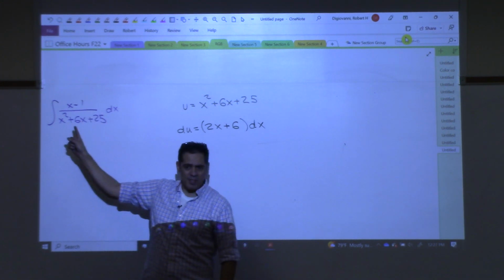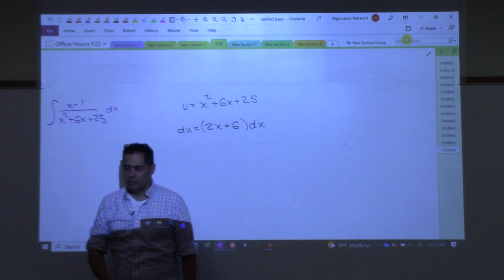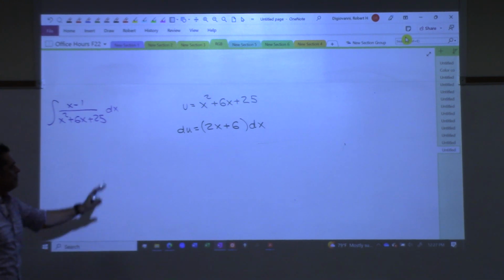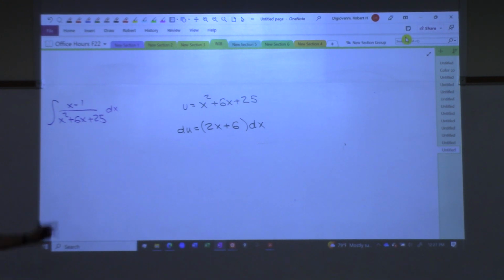And then force that to look like that. So you factor a 2 and then... I'm not even going to touch that. I'm just going to leave it as is, and I'm going to make that turn into that.